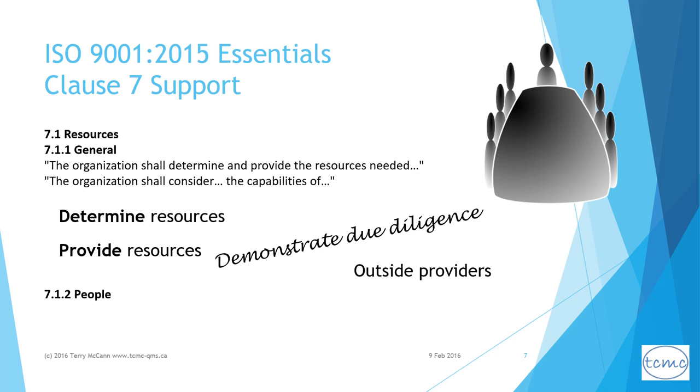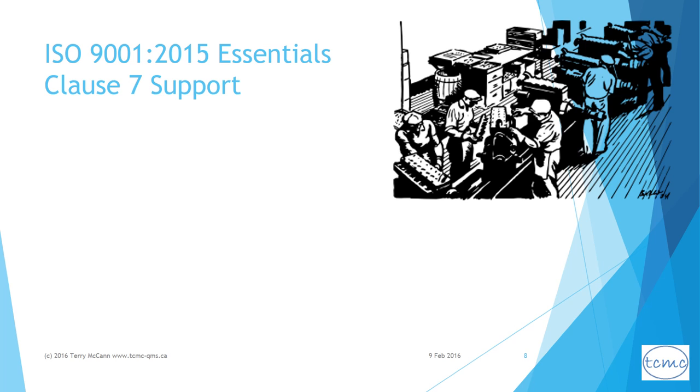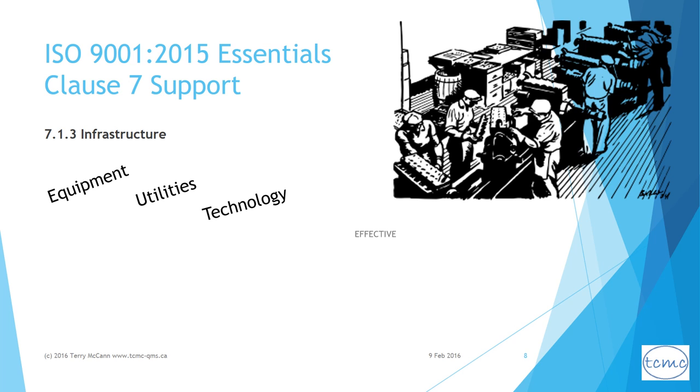The same goes for 7.1.2, people. Be able to demonstrate that you have all the people you need to effectively operate and control the processes of your QMS. 7.1.3, infrastructure. Demonstrate that you have determined and resourced all the infrastructure, such as buildings, equipment, utilities, and technologies, whether hardware or software, needed for the QMS processes to be effective for achieving conformity of products and services.